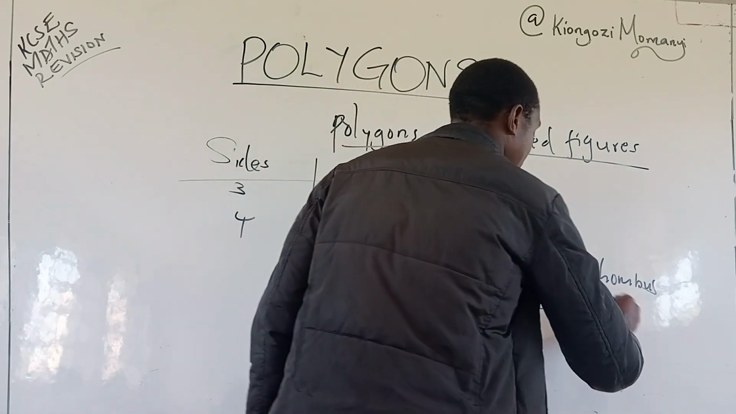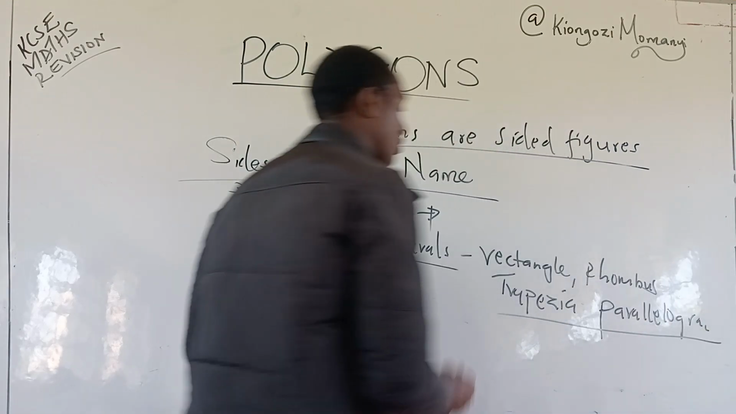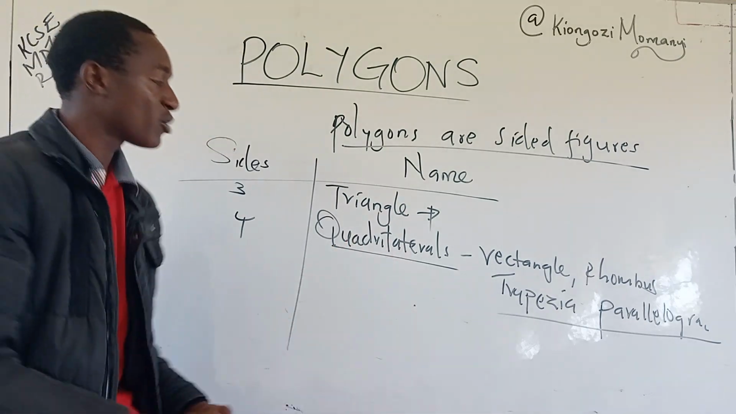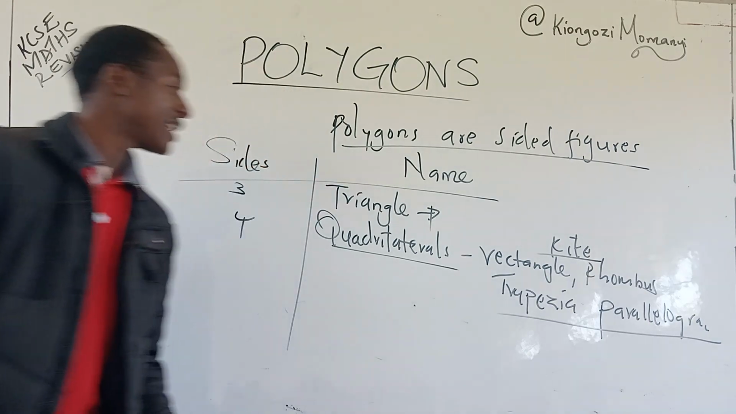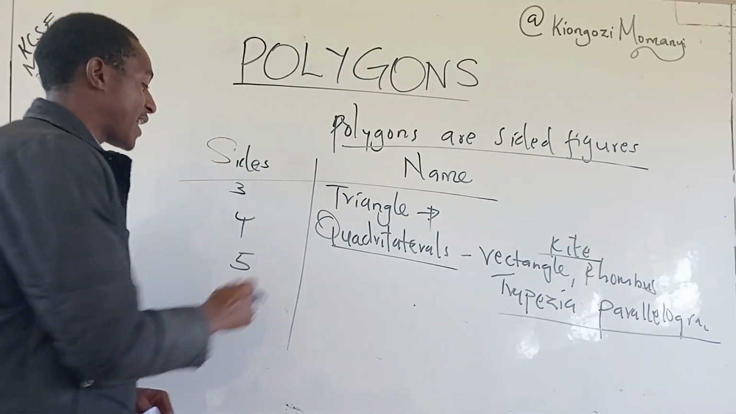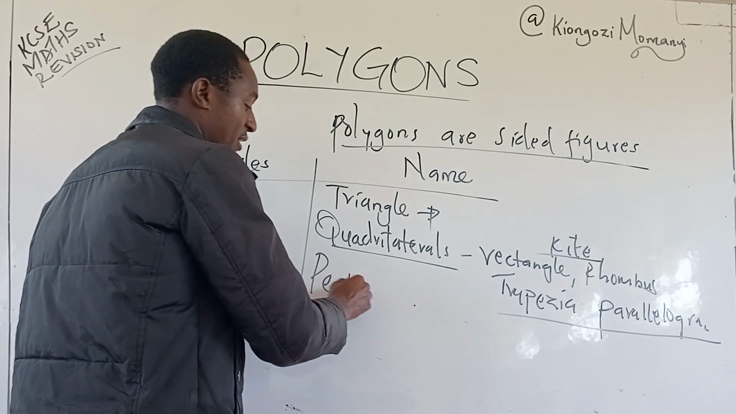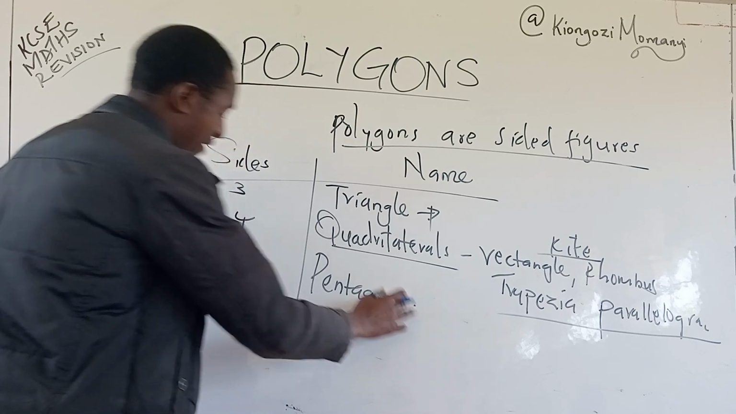parallelogram, and we have so many of them. These ones have four sides. In fact, we have another one called a kite, which is also a four-sided figure. From there, we have five. When the number of sides is 5, it is called a pentagon. Now this one is for regular polygons. Pentagons have 5 sides.